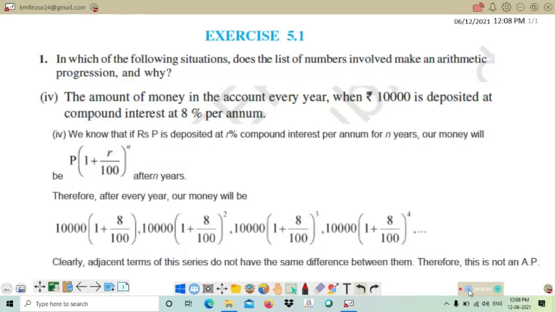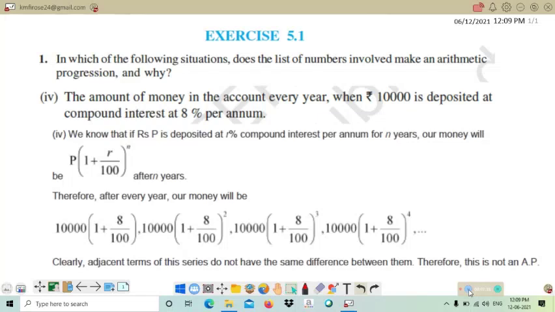The equation is P into 1 plus R divided by 100, the whole raised to n. This is the equation to find the amount as per compound interest. Children, if the principal amount P is deposited at R percent compound interest per annum for n years, then our money will be P into 1 plus R divided by 100, the whole raised to n, after n years.